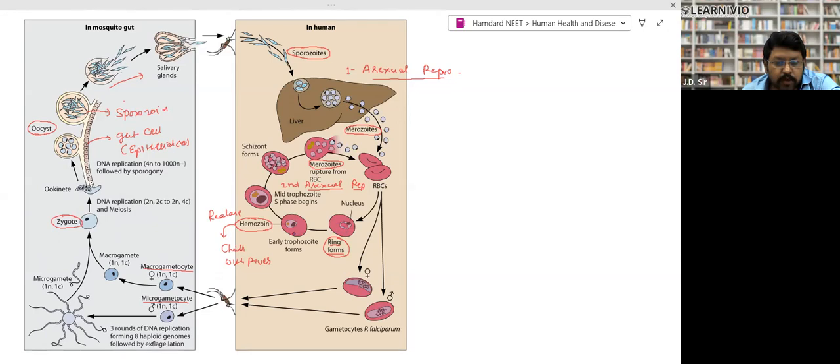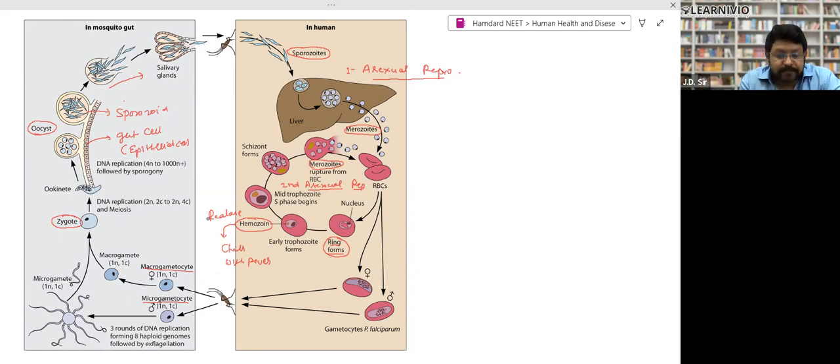Then, after making the ring-shaped structure, it develops, and during the development, it releases a substance. That substance's name is hemozoin. When hemozoin is released, at that time the malaria patient feels shivering and high fever. So please note down.